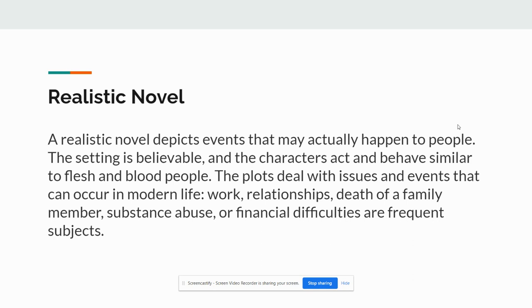The first one I want to talk about is the realistic novel. I'm not going to insult your intelligence by reading it word for word, but realism is an attempt to be accurate to the life we live in the year of our Lord 2020, or to be accurate to the life that was lived whenever this novel was written.